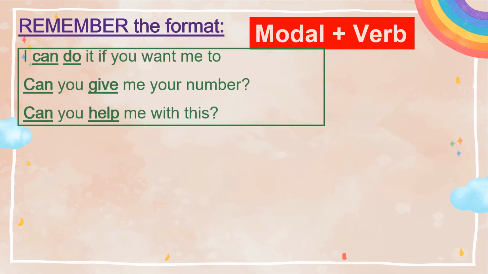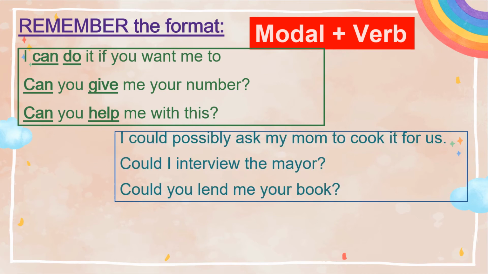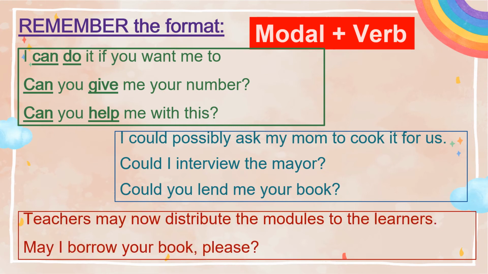Let us analyze the sentences on the first box. I can do it if you want me to. Can you give me your number? Can you help me with this? The first sentence is the normal way of structuring a sentence. The second and the third sentences are what we call an inverted structure of a sentence. Can you locate the modal and verb on the next box? Can you pick out the modal and the verb and write your answer on a piece of paper? Let us try to answer.